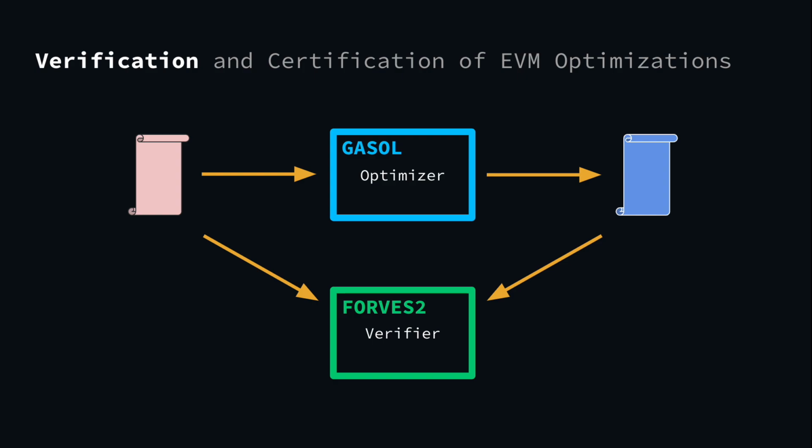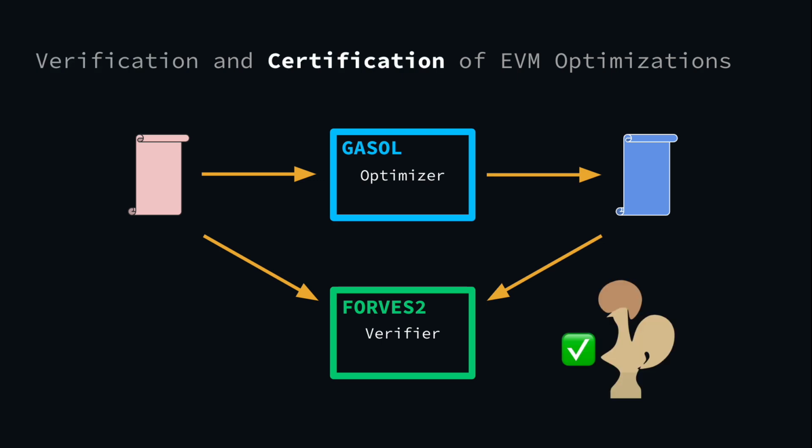But that begs the question: if we develop the verifier in order for our users to trust the optimizer, what makes our users trust in the verifier itself? The way we solve that problem in the Forbes project is through the use of the Coq programming language, which is both a programming language and a theorem prover that allows you to develop an algorithm and mathematically prove its correctness.